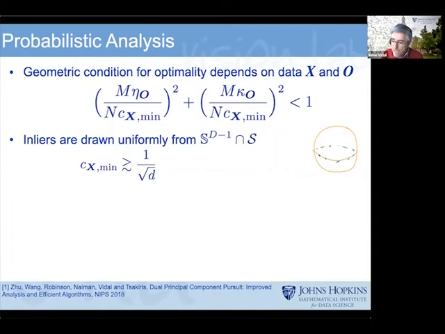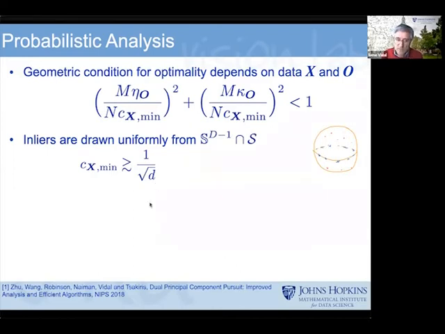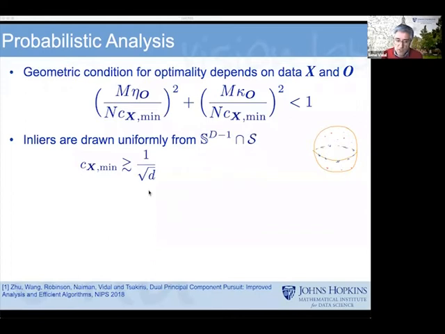Okay. And then the outliers are going to be drawn uniformly at random from the unit sphere. So with that in mind, the CX mean quantity that goes into the denominator, you can prove that with high probability is larger than a quantity that's on the order of 1 over the square root of the dimension of the subspace. Again, we want the outliers to be well distributed, and that means that the CX mean needs to be sufficiently large.